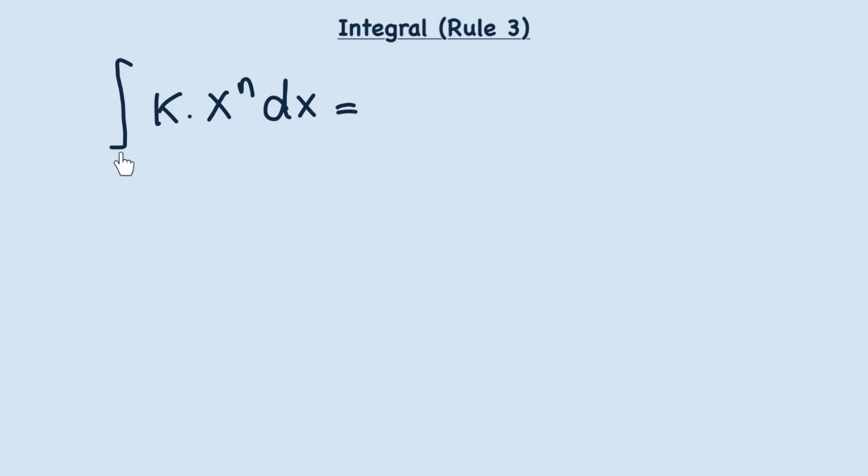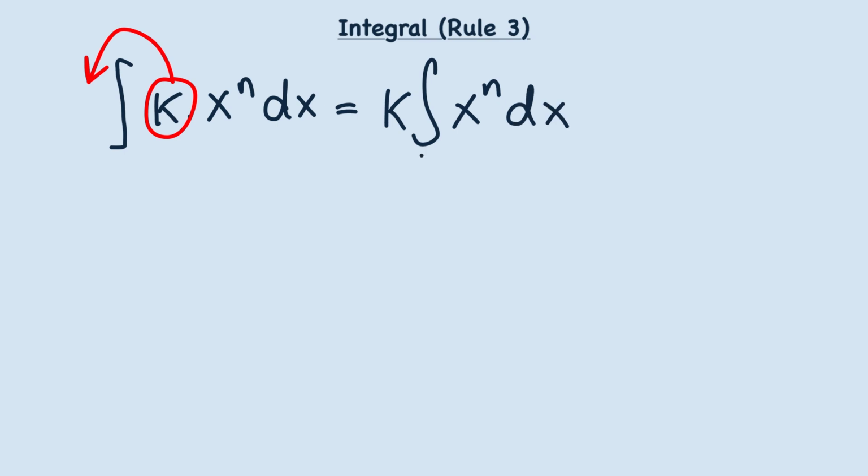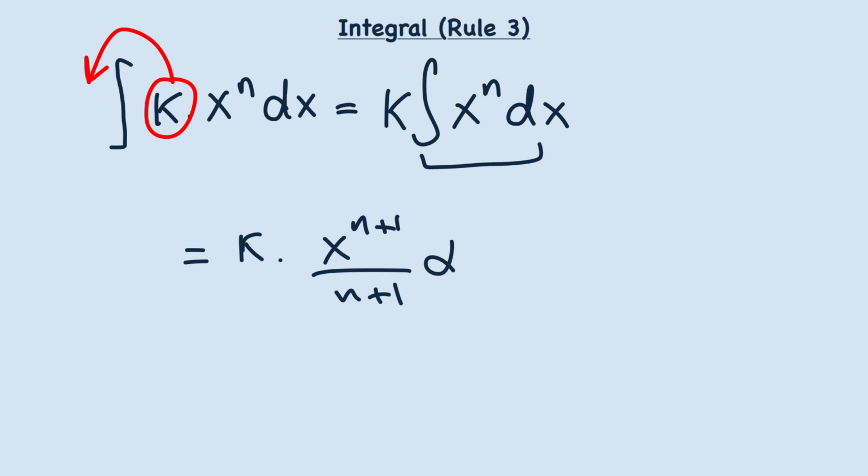Now, what if we have the integral of k times a variable to the power n dx, where k is a number? In this case, we can take the k out of the integral. So the answer will be k integral x to the power n dx. Then we can solve normally for this integral. So it will be k times x to the power n plus 1 divided by n plus 1, plus c.